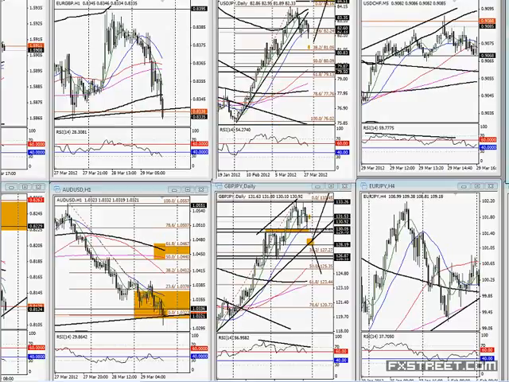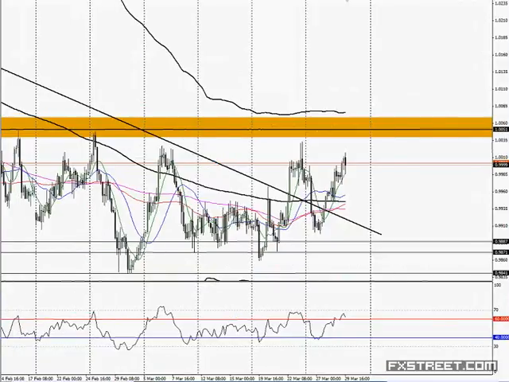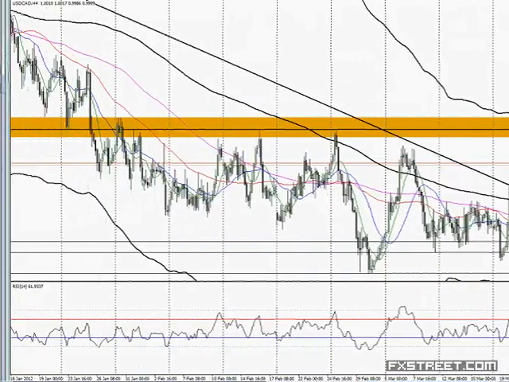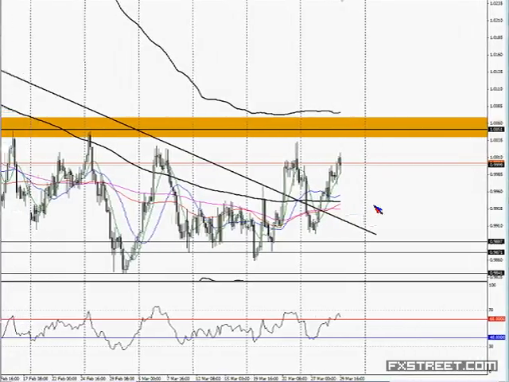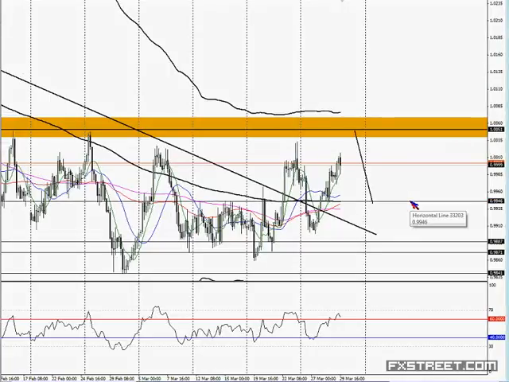Let's see, what other pairs do I want to look at? Dollar loonie is another pair I'm planning out for a trade near 1.0050. At 1.0050, I'll plan a trade back down to 99.50. That's just a conventional range trading concept here.